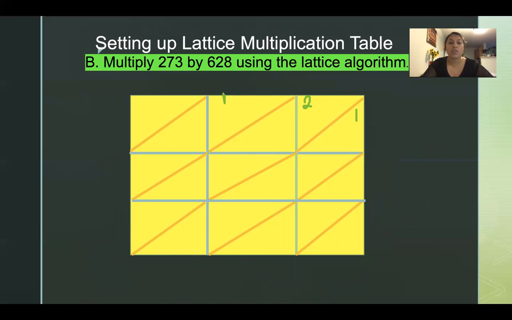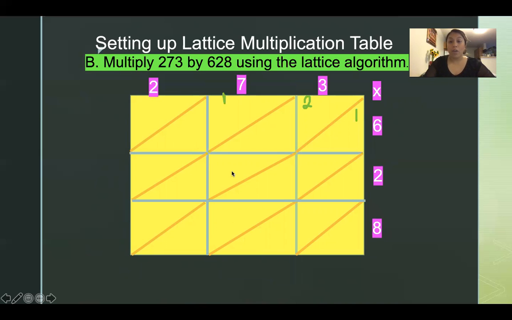We are given the numbers to multiply 273 by 68 by using the lattice multiplication table. We place the 2 at the top, starting from left to right, same thing we did before, the 7 and the 3. We place the X because we're multiplying on the side on the right going down, the 6, the 2, and the 8. Now that we have that, we do the same thing we did before.